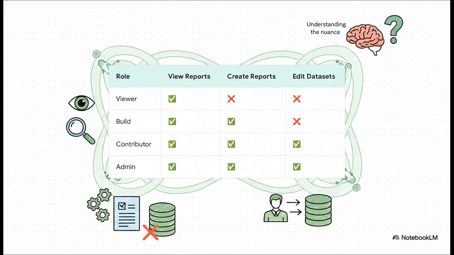A viewer? Well, they can't create anything. A contributor? They can change your dataset, which is exactly what we're trying to prevent. The sweet spot, the Goldilocks permission, is Build. It lets users connect to your pristine dataset and create all the new reports they want, but it locks them out from editing the original. This is the core idea of governed self-service, and it's a must-know concept.